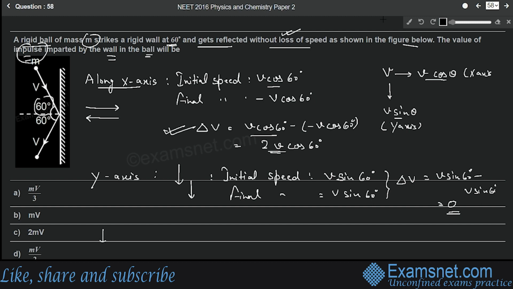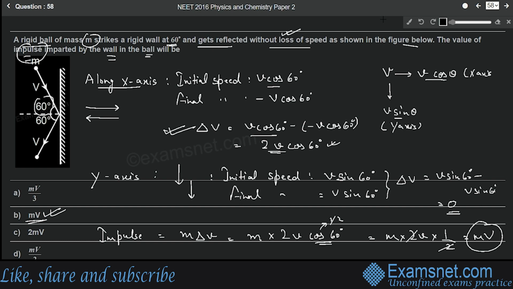So impulse means change in momentum. Okay. So mass into delta v. The mass is given in the question as m only. So m into delta v along the x axis, which is 2v cos 60 degrees. So into 2v cos 60 degrees. What will be the value of cos 60 degrees? It will be 1 by 2. Okay, it is 1 by 2. So m into 2v into 1 by 2, that means m into v. Okay, mv is the value of impulse. So option B will be the correct answer.